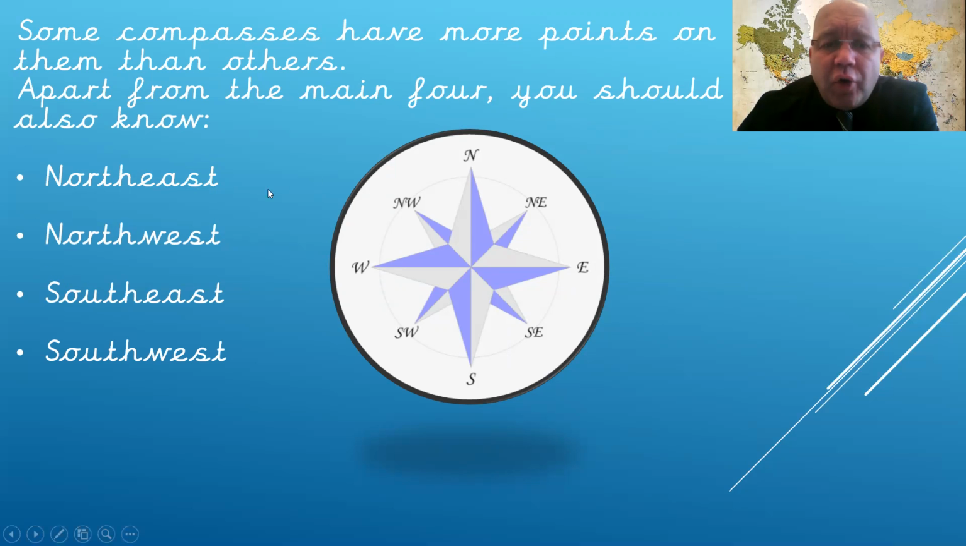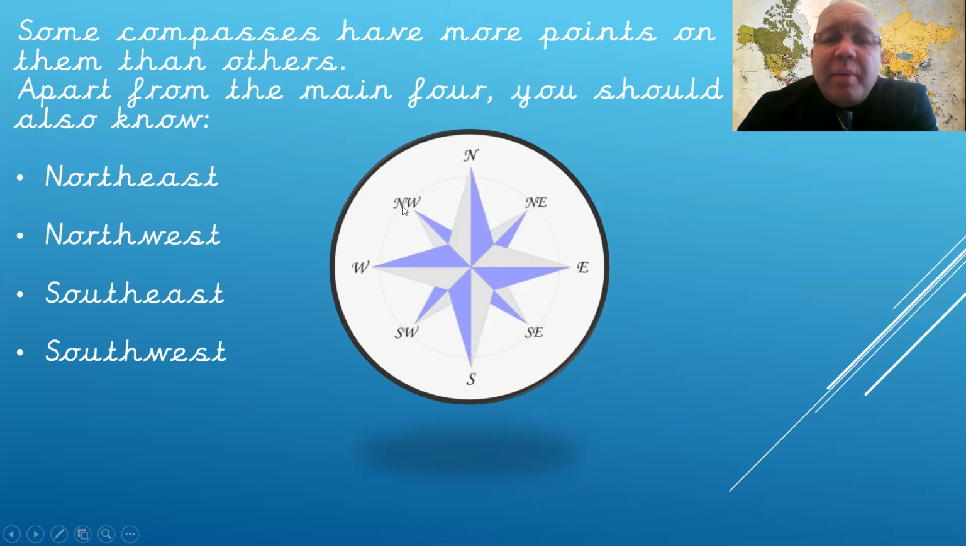So we've got our north, east, south, and west. But in between those main 4 are northeast. So halfway between north and east, northeast. Halfway between south and east, southeast. Halfway between south and west is southwest. And halfway between north and west is northwest.